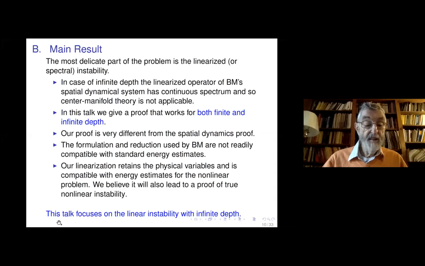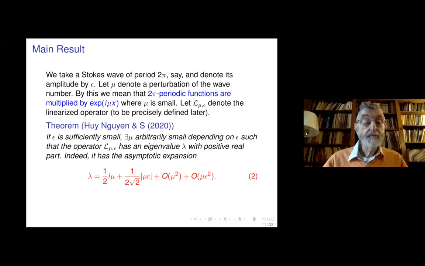So as I said, this talk focuses on the linear instability in the case of infinite depth. The finite depth is a lot more algebra to do the calculations, but it's the same idea. So here I'm going to state precisely the result. You take a Stokes wave, say of period 2 pi, and there's a family of Stokes waves parameterized by a number I'll call epsilon. I'm only going to be talking about small Stokes waves. So it just deviates slightly from a laminar flow.